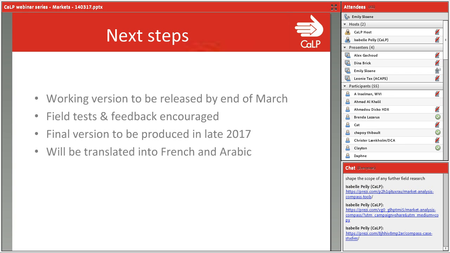So what's next? We're going to be sending out a working version through the Markets and Crises Community of Practice by the end of the month. People are welcome to try it out in any way they see useful and share feedback with IRC via me. We'll integrate that feedback into a final version by the end of the year, and that final version will be a little more of an official document and will be shared in English, French, and Arabic. So I think that's it from me. I look forward to any questions you may have later.